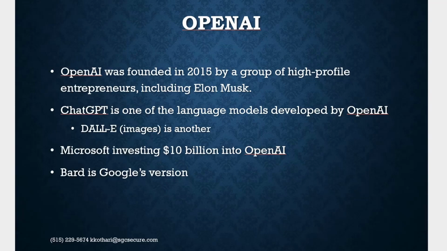OpenAI is the organization that built it. It was started by a bunch of high-profile entrepreneurs. Elon Musk was one of them, though he's no longer part of it now. ChatGPT is one of the language models developed by OpenAI. DALL-E is another, and that's for images, where you can type in, draw me a picture of someone fishing, and it'll give you a picture of that. To give you an idea of how much money is being poured into this, Microsoft has invested $10 billion, I think, over the next several years into OpenAI.